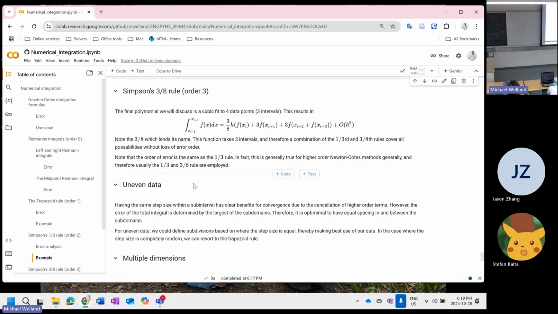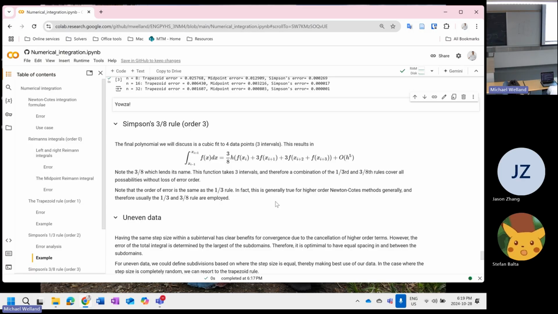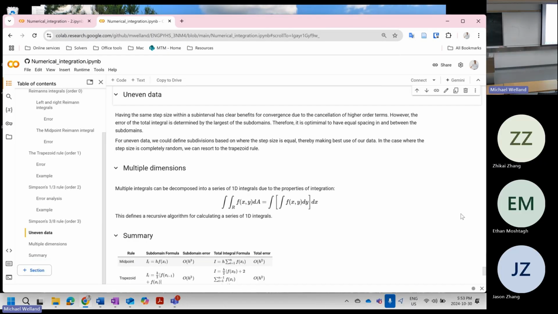I'll come back on Wednesday and talk about the uneven data and multiple dimensions. Spoiler alert, multiple dimensions is super easy. Uneven data is a bit harder. Any questions? Excellent. Class dismissed.